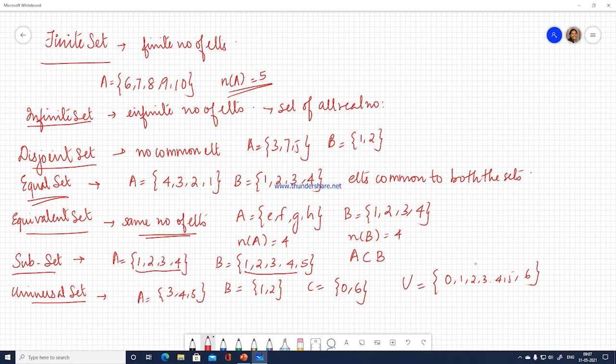So the universal set consists of all the elements. It consists of elements 3, 4, 5. It consists of elements 1, 2, as well as elements 0 and 6. That is what a universal set is.